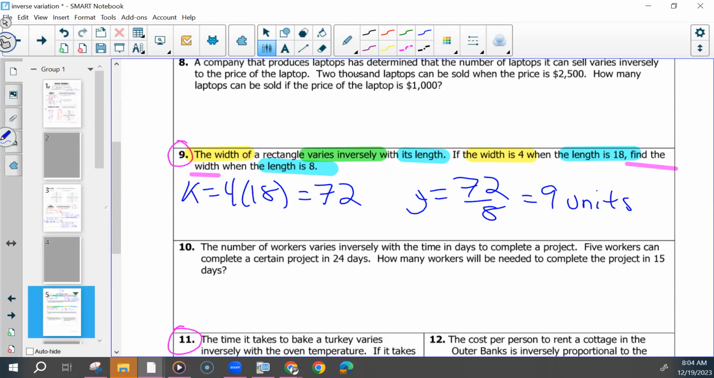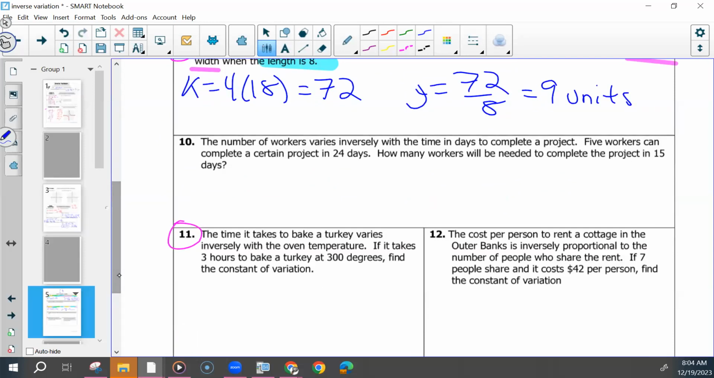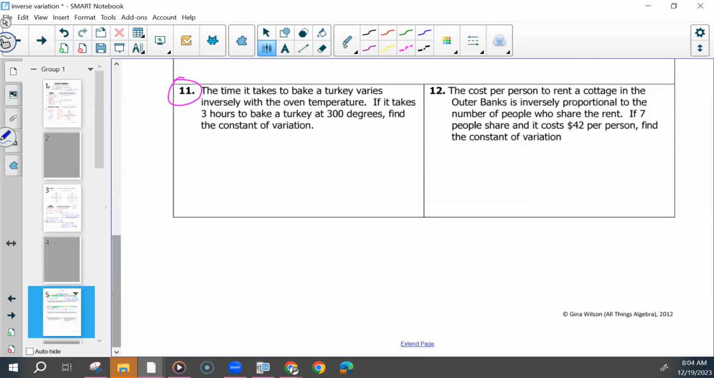Okay, we're gonna do one more, any you guys wanna see, and then we'll be done for today. It's here because it's the last problem. For number 11, the time it takes to bake a turkey varies inversely with the oven temperature. If it takes 3 hours to bake a turkey at 300 degrees, find the constant of variation. What's important there? Time it takes varies inversely over the oven temperature, 300 degrees, 3 hours. Looking for the constant of variation.